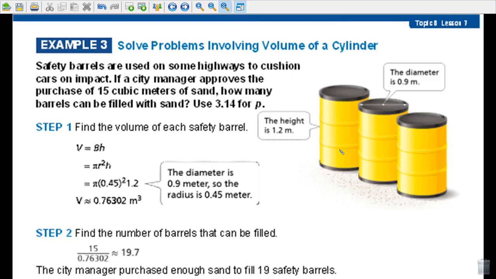Solve problems involving volume of a cylinder. Safety barrels are used on some highways to cushion cars on impact. If a city manager approves the purchase of 15 cubic meters of sand, how many barrels can be filled with sand? Use 3.14 for pi. So we have to find the volume first. So the height is 1.2 and the diameter is 0.9.